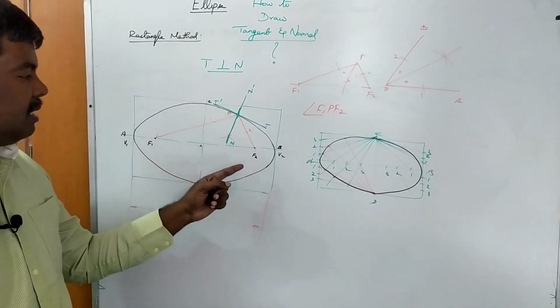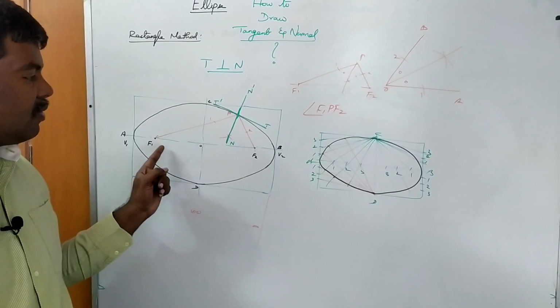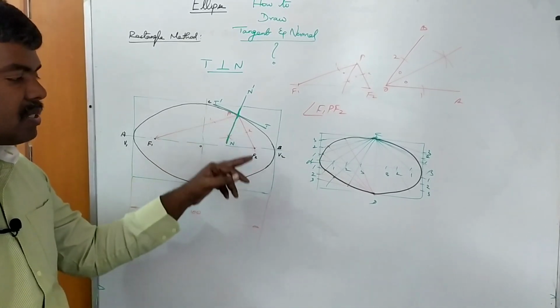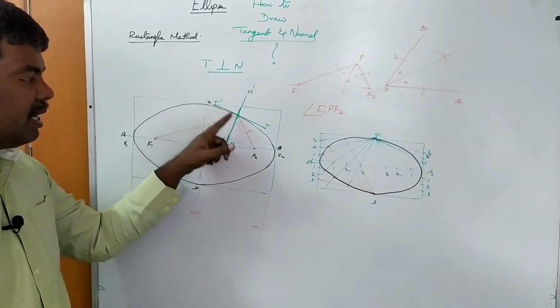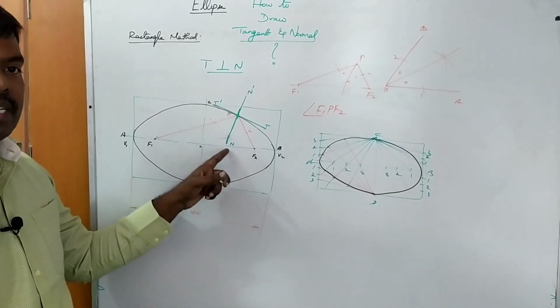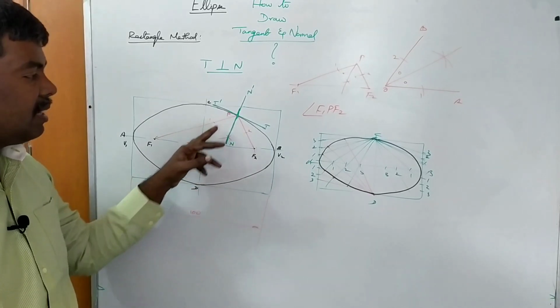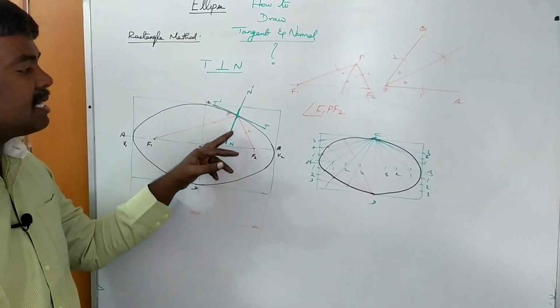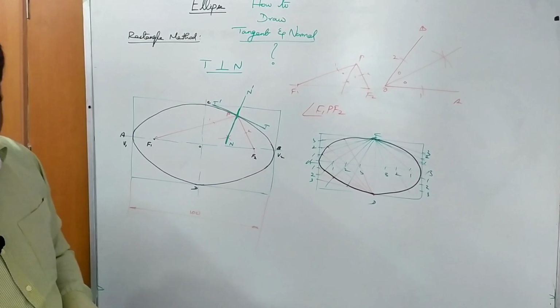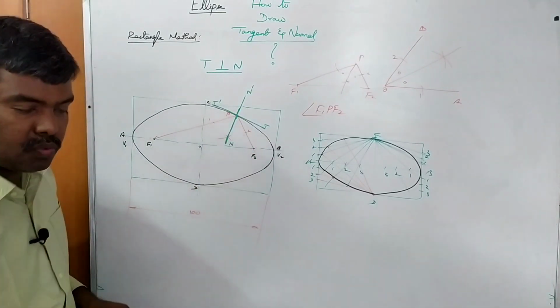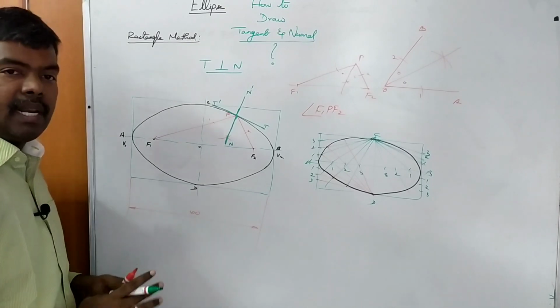So if you want to draw a tangent and normal, first find where the focus points F1 and F2 of the given ellipse are. After that, join the given point with F1 and F2. We get one angle; you bisect that angle. The bisector is considered the normal. Then you draw the tangent line perpendicular to the normal. That's all. Clear?